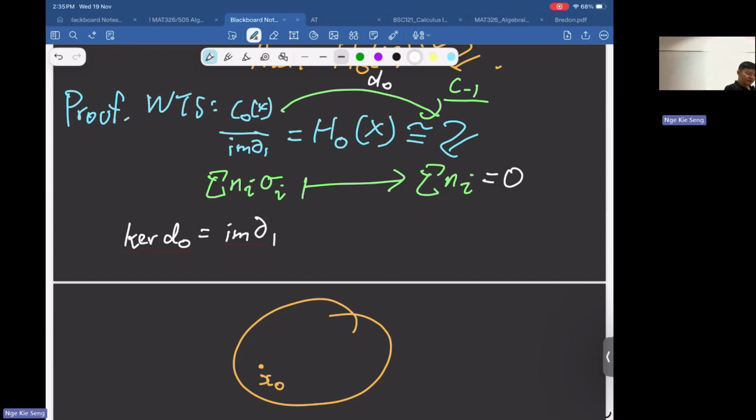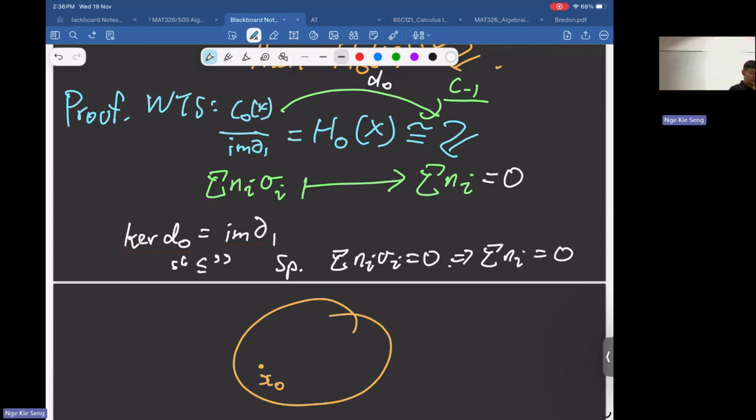So one direction is easy, the other direction is hard. So let's do the hard one: the kernel is in the image. Image is in the kernel is easy, just direct computation. So for the hard one, you suppose that there's a 0 chain inside your kernel, and this implies that the sum of ni is 0.